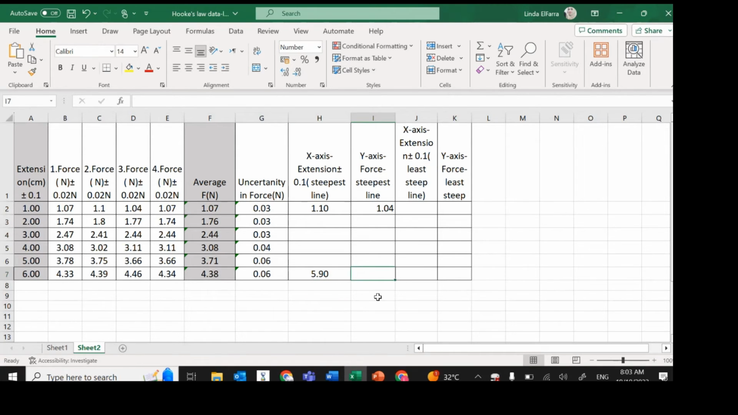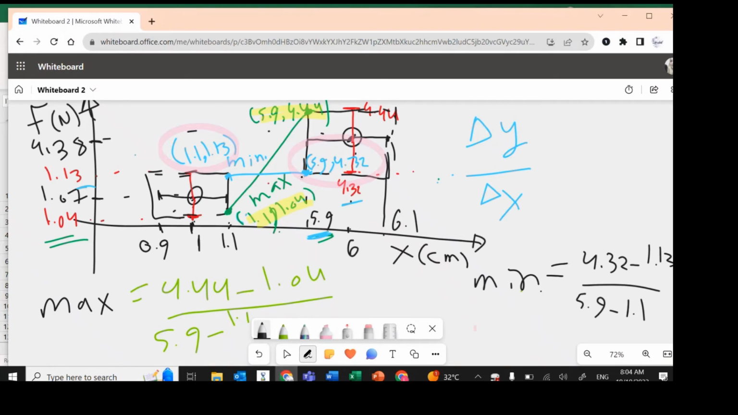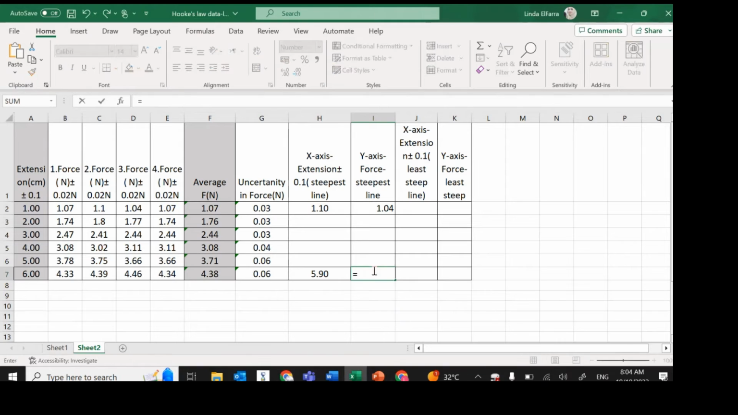Now for y-axis, we're talking about still this point on the green line. So the uncertainty, the y-axis, it will be the value of this force plus the uncertainty because I'm moving up. So I'm going to go here, equal average value of F plus the value of uncertainty. Now we're done with the steepest line.